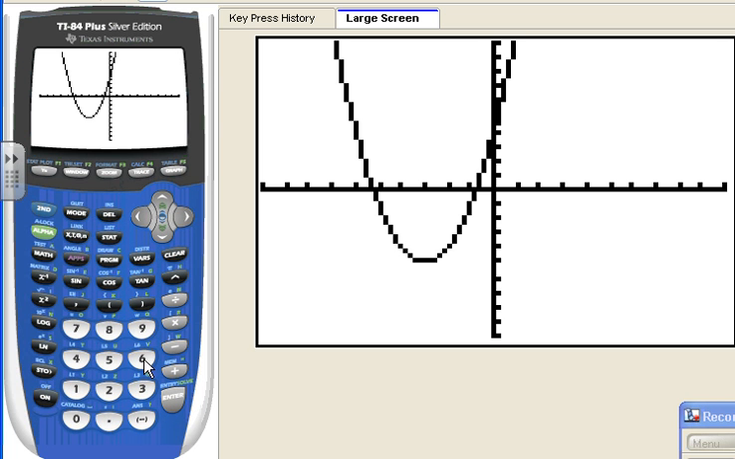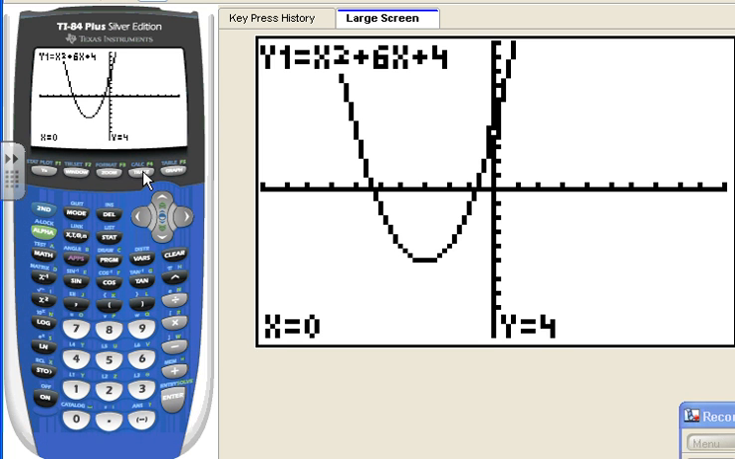Now we already know that our minimum value is at negative 3, negative 5. We just calculated that. So in fact, if I push the trace button and then type in negative 3, the cursor goes right to that point. But let's pretend that we didn't actually know that, that we weren't just checking it, that we were actually trying to find it.